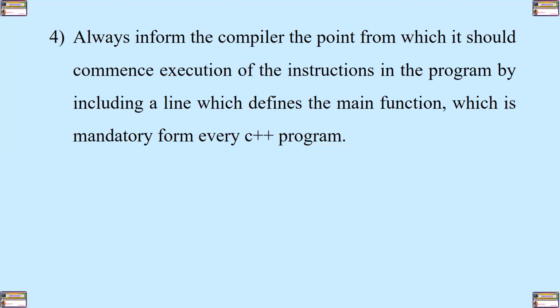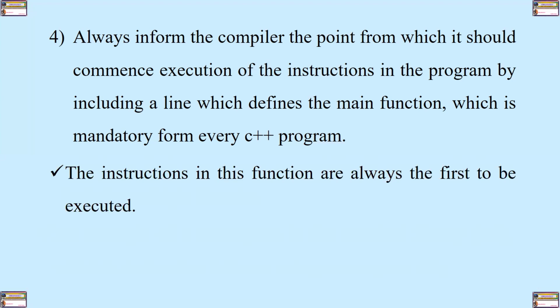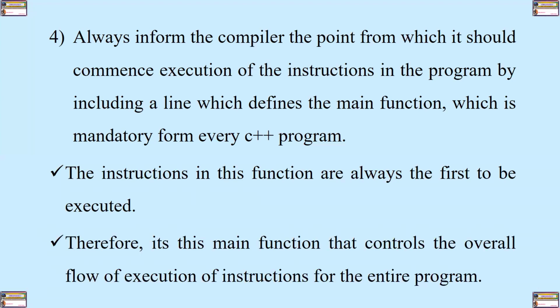Number 4: always inform the compiler the point from which it should commence execution of the instructions in the program by including a line which defines the main function, which is mandatory for every C++ program. The instructions in this function are always the first to be executed. Therefore, it is the main function that controls the overall flow of execution of instructions for the entire program.